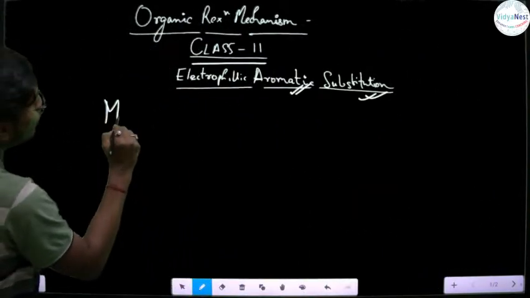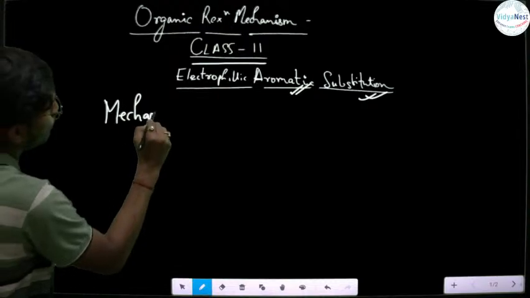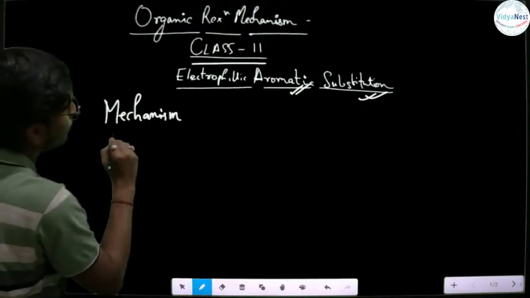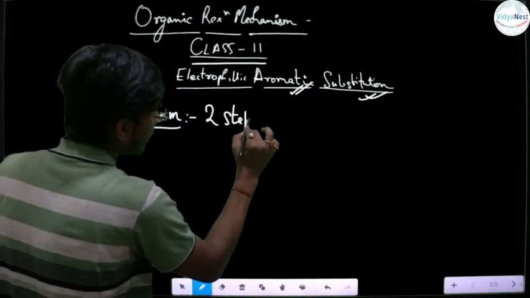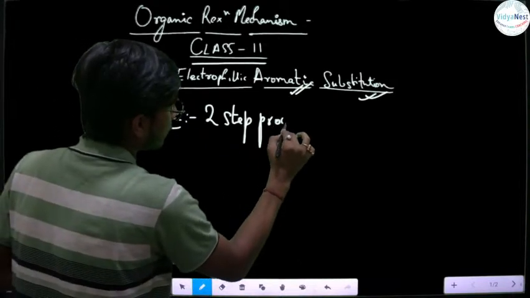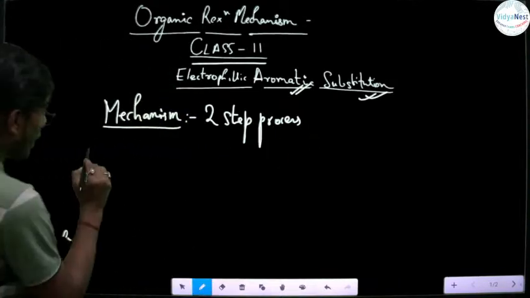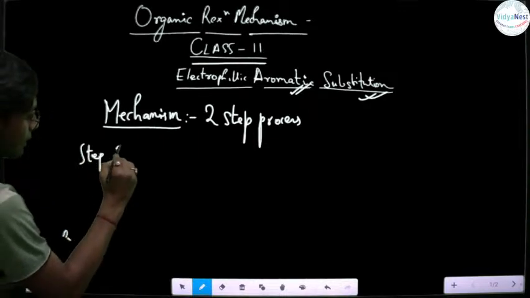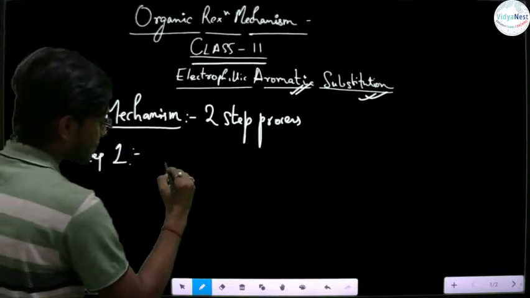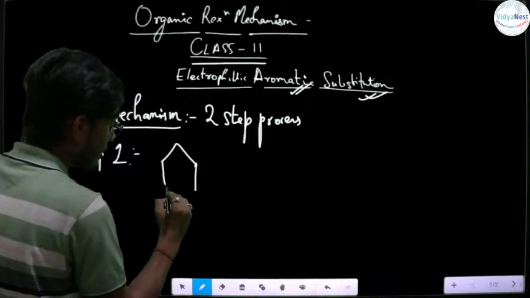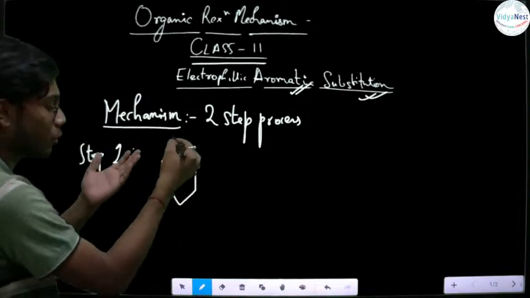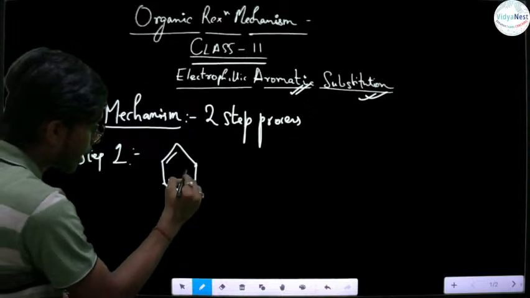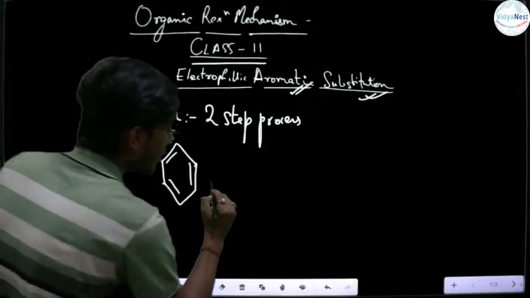So talking about the mechanism, it is a two-step process. The step 1 of this reaction mechanism is, say we have this benzene ring. A benzene ring is a conjugated cyclohexene, conjugated cyclohexane. So we have conjugated pi bonds like this. This is what a benzene looks like. Now we have an electrophile.